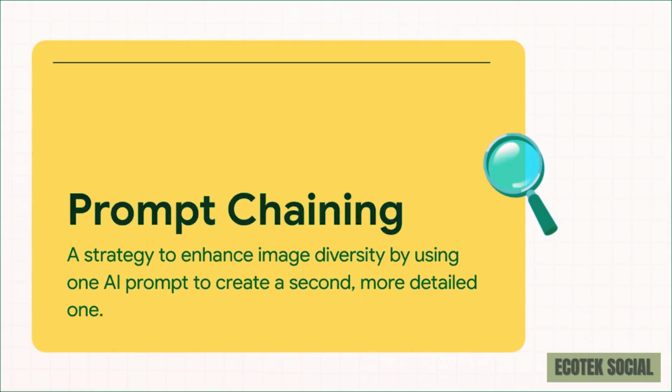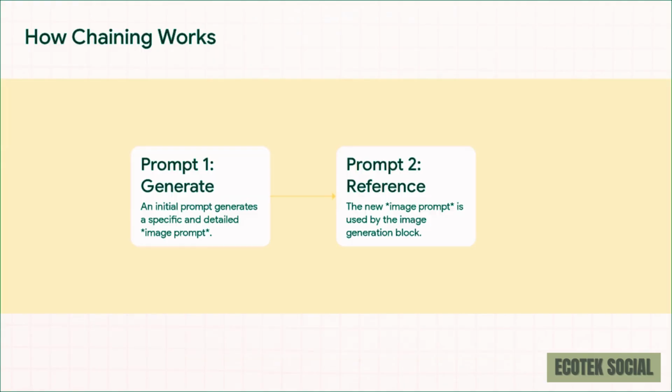Ready to level up? Good, because we're going to talk about something called prompt chaining. Now, I know it sounds technical, but it's a beautifully simple idea. Instead of just giving the AI one command, you use a first prompt to set up a second one for even better results. Here's exactly how it works.